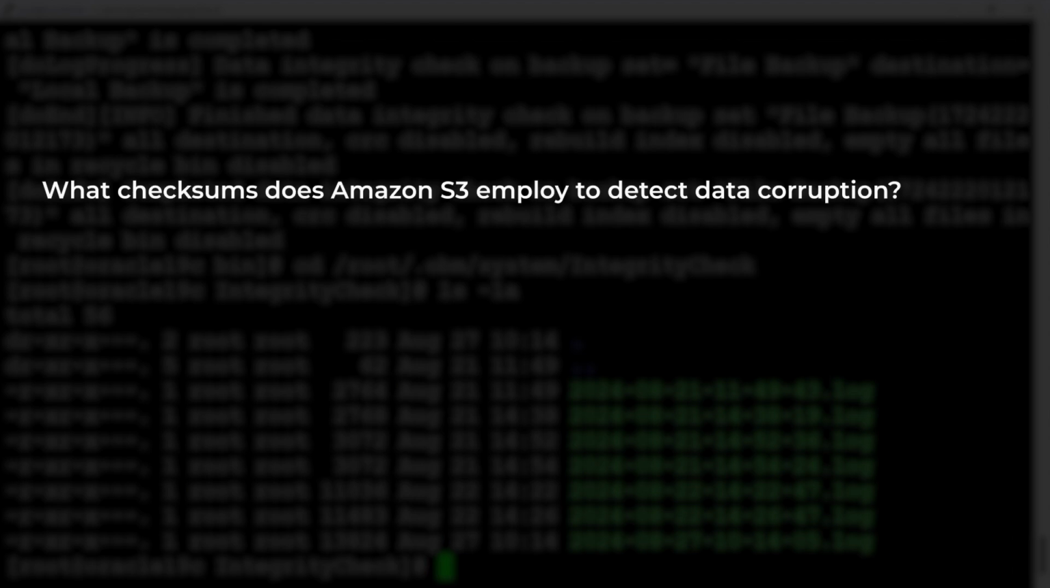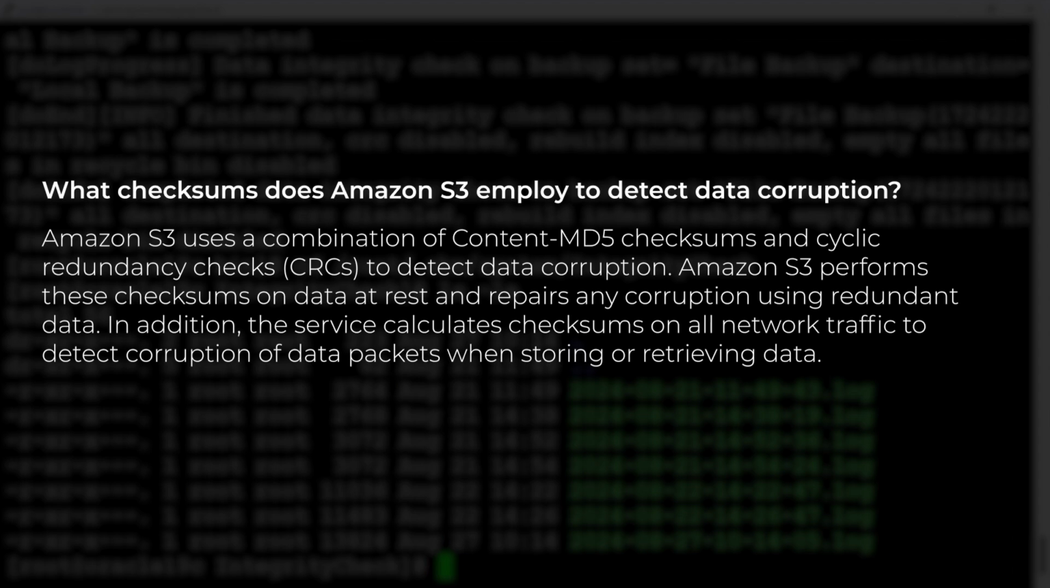What checksums does Amazon S3 employ to detect data corruption? Amazon S3 uses a combination of Content MD5 checksums and Cyclic Redundancy Checks or CRCs to detect data corruption. Amazon S3 performs these checksums on data at rest and repairs any corruptions using redundant data. In addition, the service calculates checksums on all network traffic to detect corruption of data packets when storing or retrieving data.